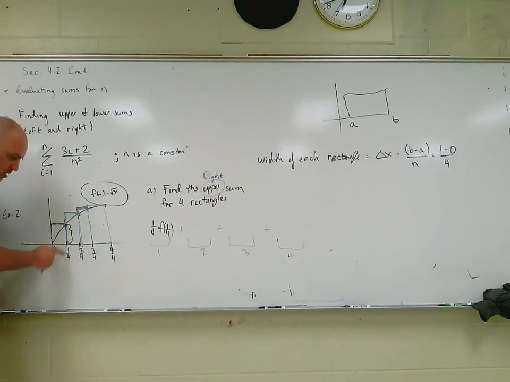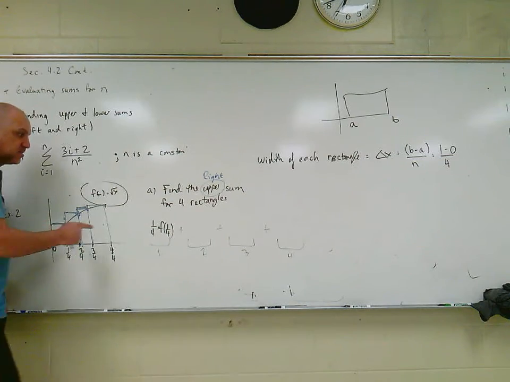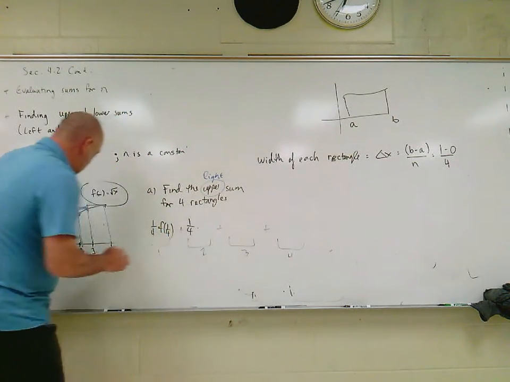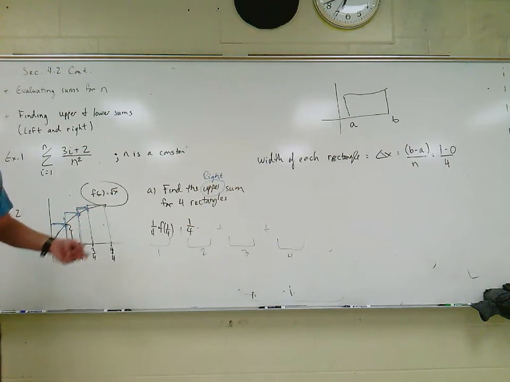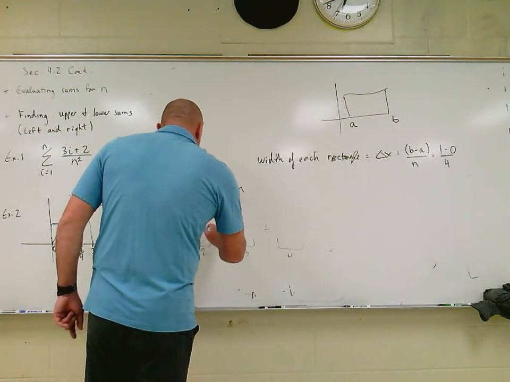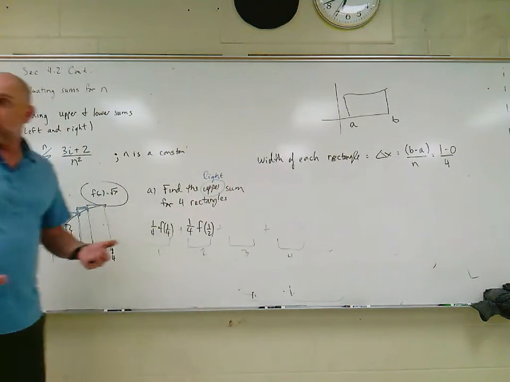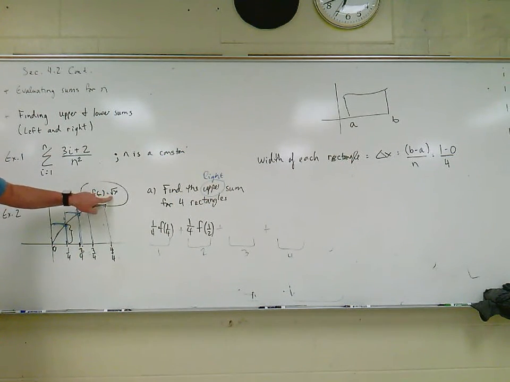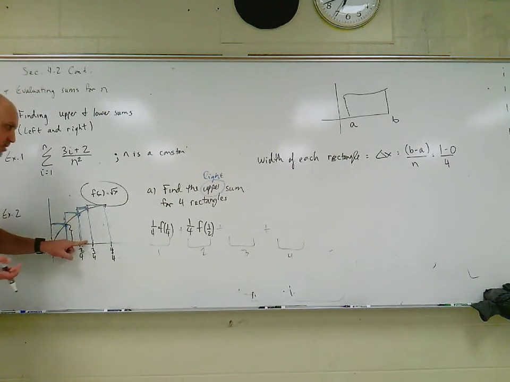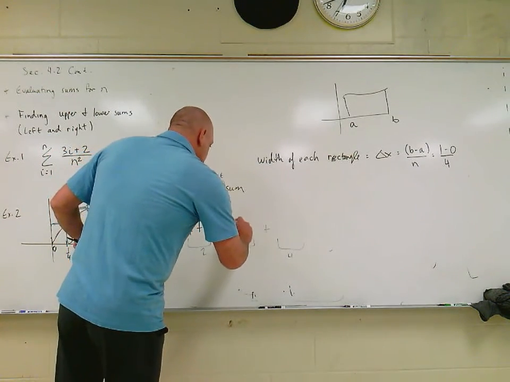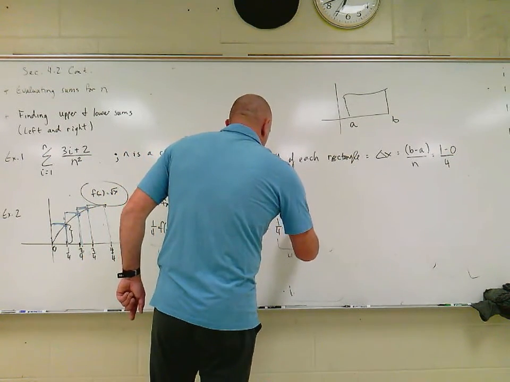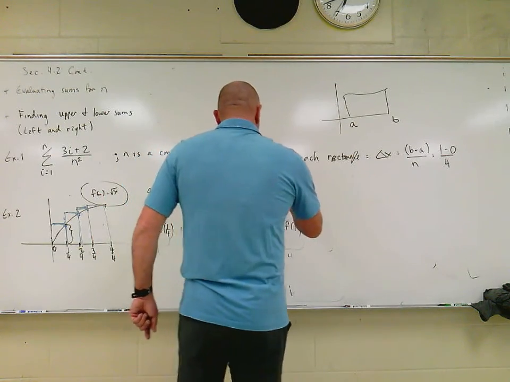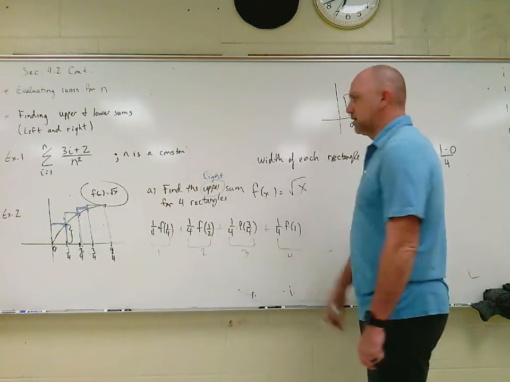That's the part that touches. On the second rectangle, 1/4 times f of what? 2/4, or you can make it 1/2 if you want. I just did that so you can see it. So you can make it f of 1/2. And you're going to need your calculator because you can't do the square root of a half and get a nice answer. Then the next one, 1/4 times f of 3/4. And the last one's 1/4 times f of 1. And you know your f of x is the square root of x.